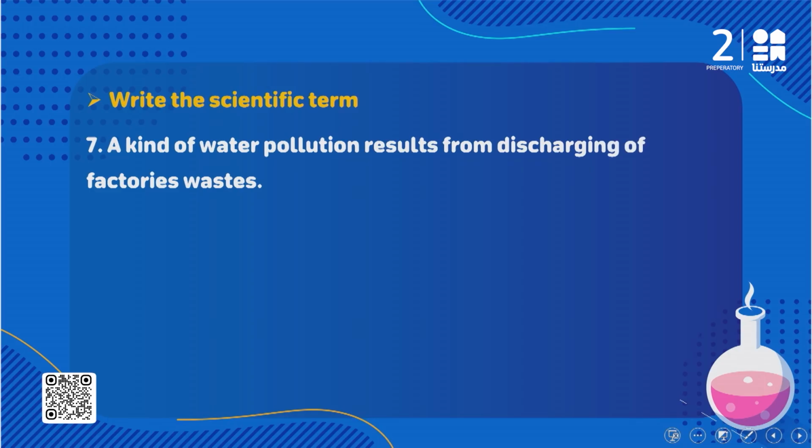Number 7, the kind of water pollution that results from discharging of factories' wastes. When the factories discharge their wastes in the water, they cause what? They cause a chemical water pollution.